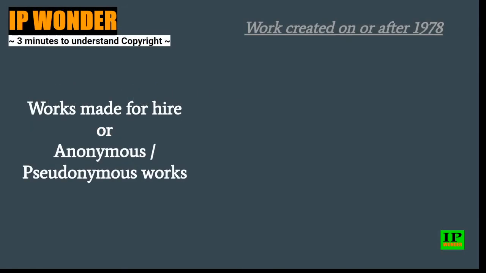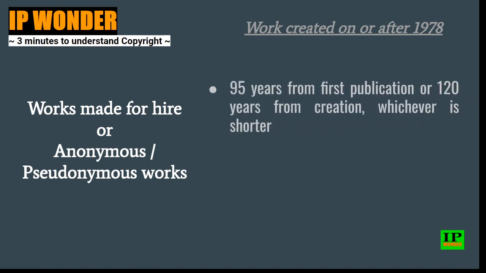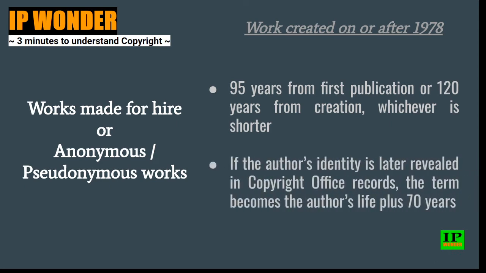For works made for hire or anonymous and pseudonymous works, the protection duration is 95 years from first publication or 120 years from creation, whichever is shorter. Once the author's identity is revealed in Copyright Office records, the term becomes the author's life plus 70 years.